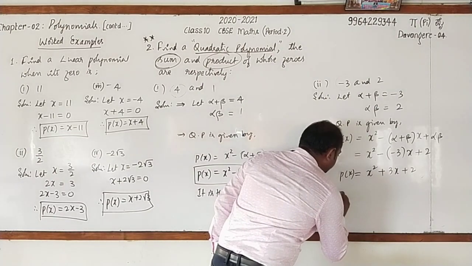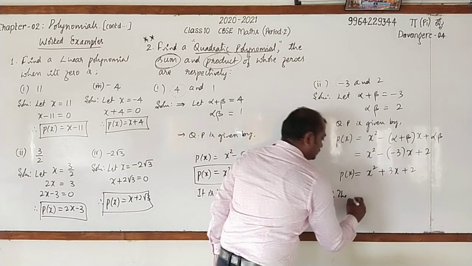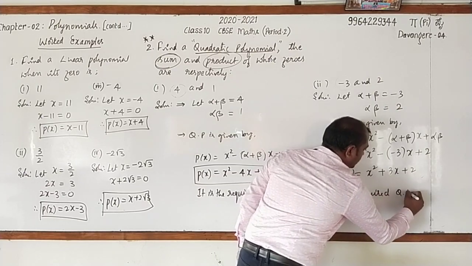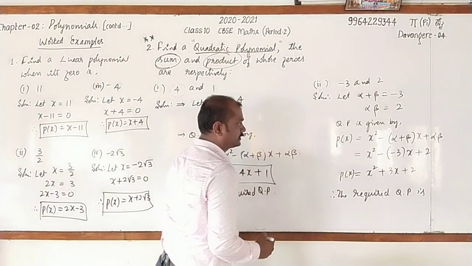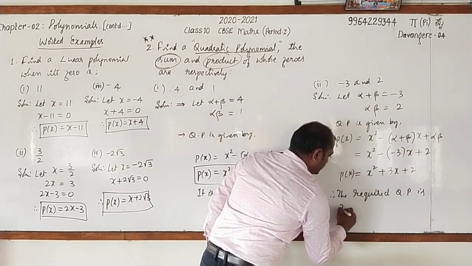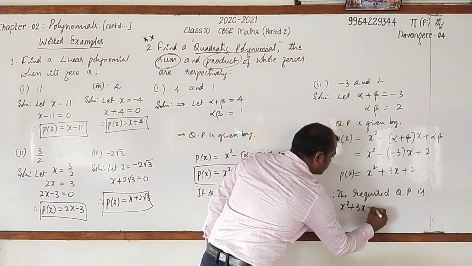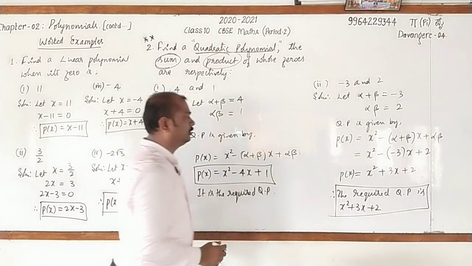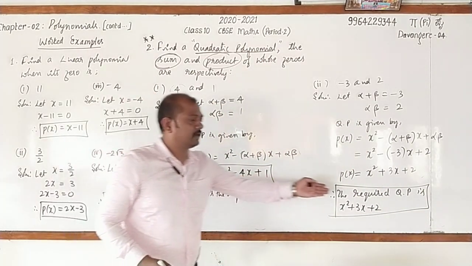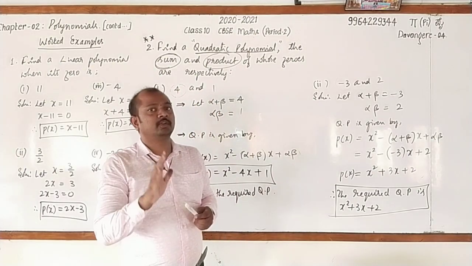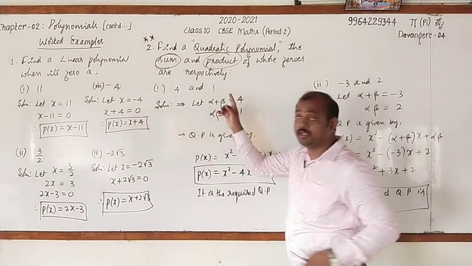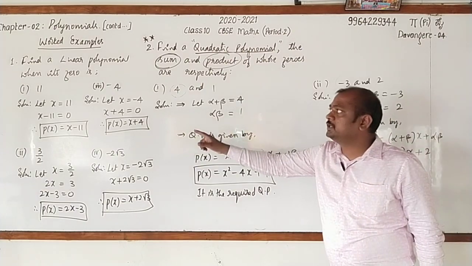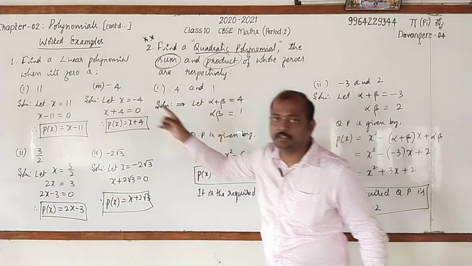Conclusion, therefore, the required quadratic polynomial is x square plus 3x plus 2. You may write the conclusion either like this or like that. Hope that you have understood. The second main is very important. So please go for copying from there to here.